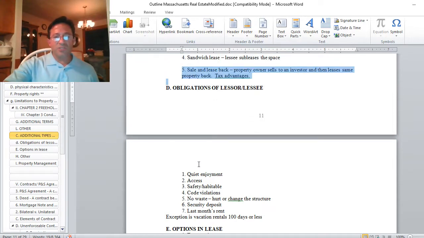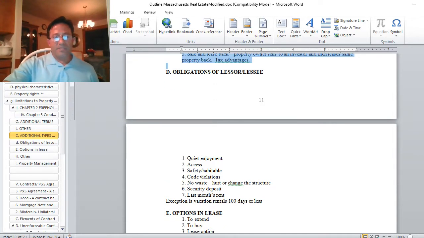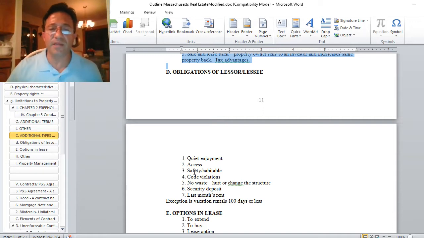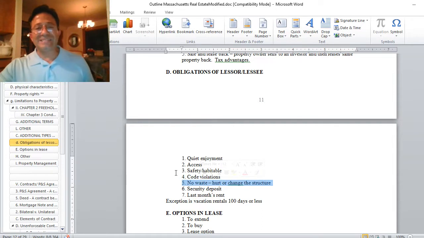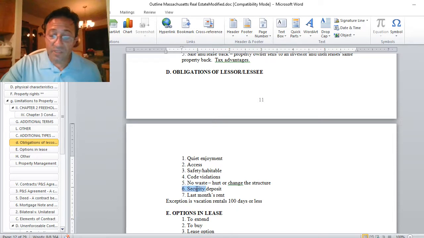All right, and then on we go. So the book will talk about obligations of the lessor and the lessee. And so basically the lessor has more. The landlord has more responsibilities, especially in a residential setting in Massachusetts, than the lessee. The lessor has to ensure quiet enjoyment. So this is the landlord now, has to ensure that the tenant can use the property and not be interrupted, so quiet enjoyment, that the tenant has access to the property, that the property is safe and habitable, and that there are no code violations there. The tenant's responsibility is to make sure that they don't hurt the property or cause waste upon the property that will damage it. The lessor, the landlord, is responsible for maintaining the deposits that the tenant may give.